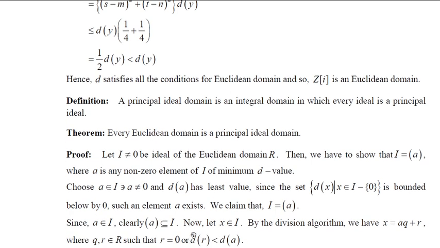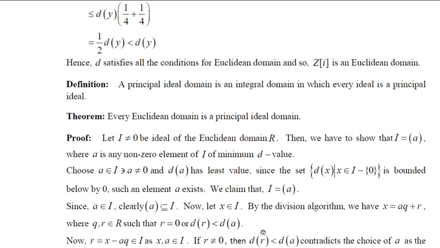Now, since X is in I, and we knew that I is an ideal of a Euclidean domain, every element of I is also present in R. Therefore, we can apply the division algorithm. By the division algorithm, we can write X as A times Q plus R, where Q and R are elements of R with R equal to 0 or D of R less than D of A. Now, what is your R? Your R is equal to X minus AQ.